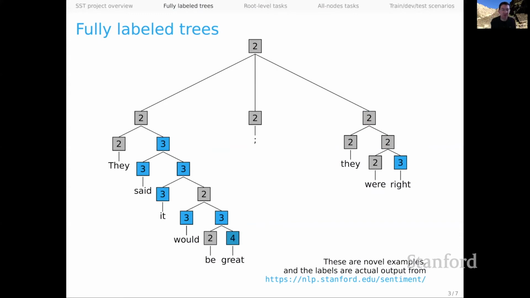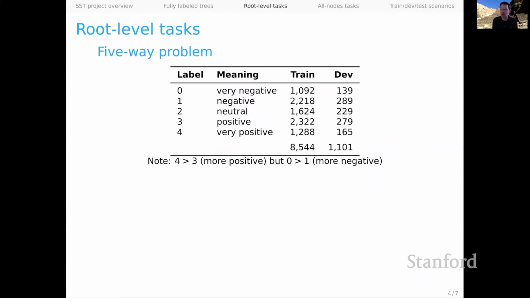So it's very encouraging. There are a bunch of ways that you can formulate the SST task. The raw one that comes from the paper would be a 5-way classification problem where we'd have these numerical labels here with the meaning that 0 is very negative, 1 is negative, 2 is neutral, 3 is positive, and 4 is very positive.